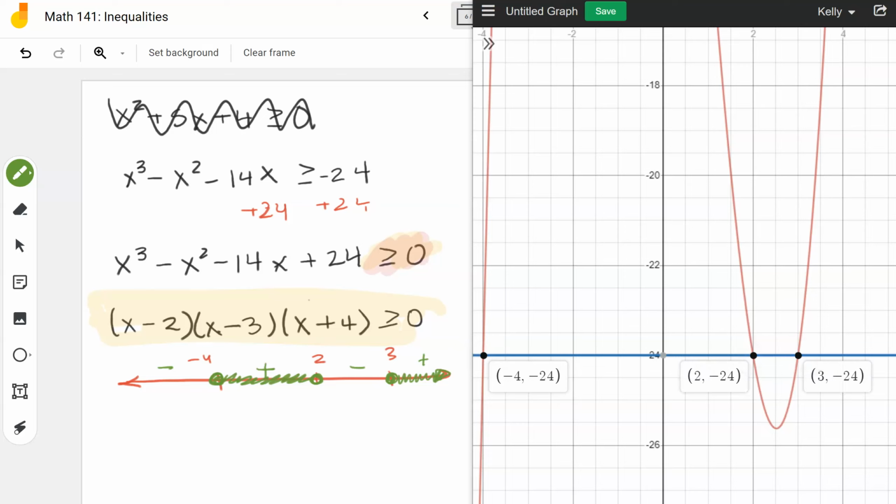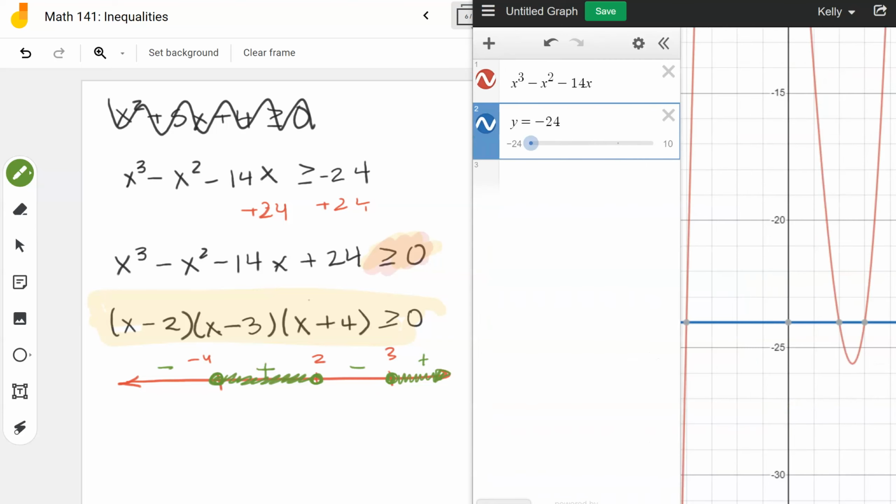And remember, this is all about direction. The fact that we have this greater than is telling me that I want the polynomial to be above the constant line, that horizontal line. So where is it above? Oh, it's above here, right? It's above here, and it's above here. So I can still get the same thing without setting the side equal to 0.